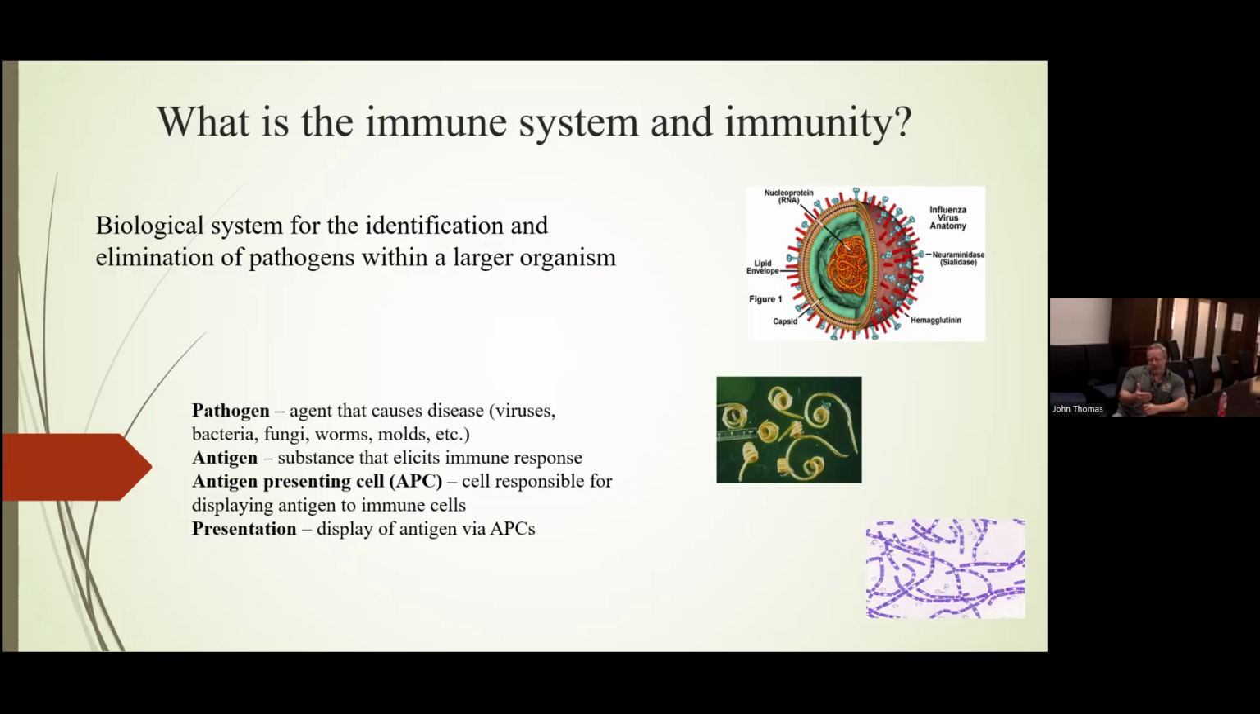An antigen is going to be used as a term to cover substances that elicit some kind of an immune response. These could be proteins, these could be glycoproteins, these could be carbohydrates, but this general term antigen will be used to describe any substance that's going to elicit an immune response. An antigen presenting cell is a cell responsible for displaying or presenting antigen to the various cells of the immune system. And the term presentation within the context of immunity is used to describe how antigen is displayed or presented within the context of an antigen presenting cell. So these will be some basic terms that we'll cover when we discuss the immune system and immunity.